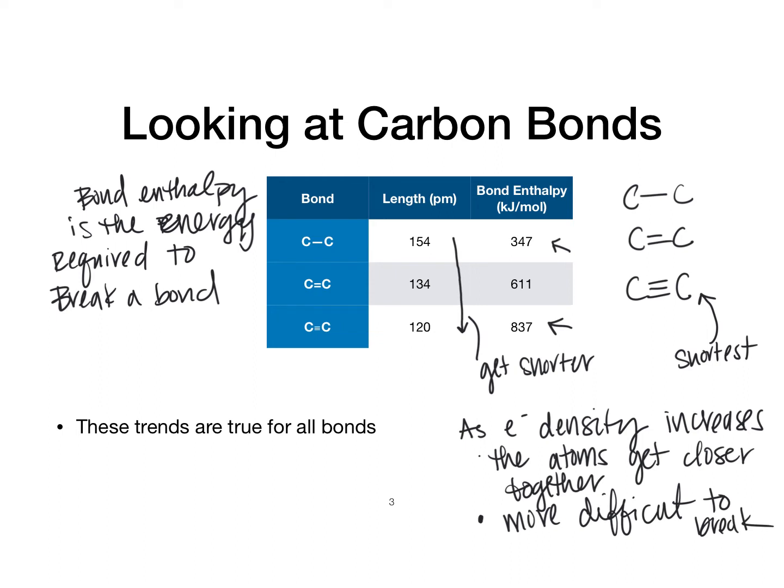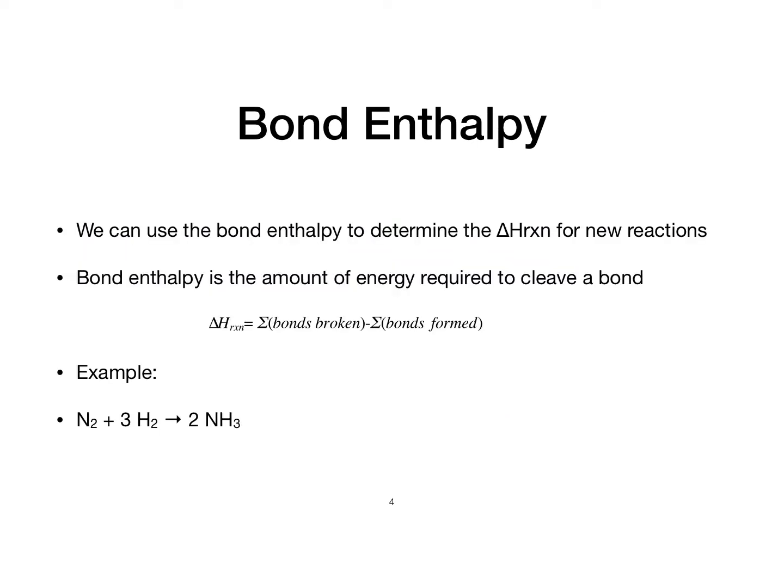So these bond enthalpies, we can start to use to calculate delta H. Bond enthalpy is the amount of energy required to cleave a bond. So if you have a hydrogen-hydrogen bond, it's going to require 436 kilojoules of energy to go from H2 to 2H. So we're just snapping that bond in half. And there are tables, as you'll see in the upcoming slides, or that you can find on the internet.